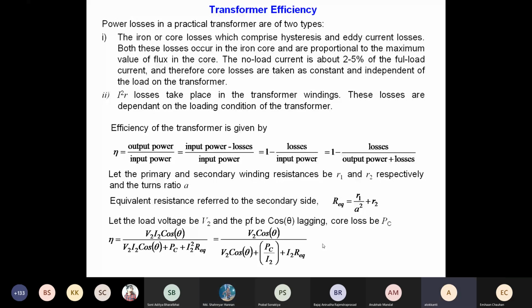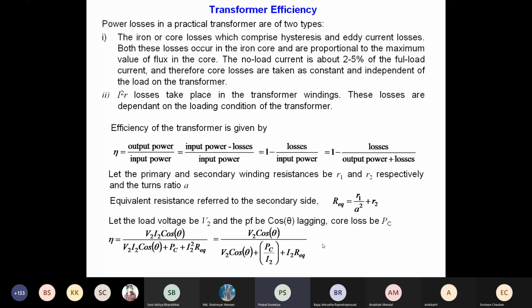V2 is variable, but V2 is the voltage at the consumer end. The consumer will obtain a certain V2. If you are a domestic consumer, you will always want 230 volts available at your house. You are not going to pay the bill if it is varying too much. V2 may vary, but it is the job of the power supply company to maintain V2.